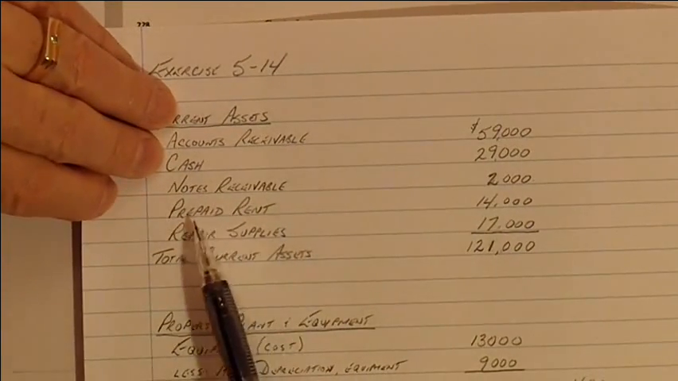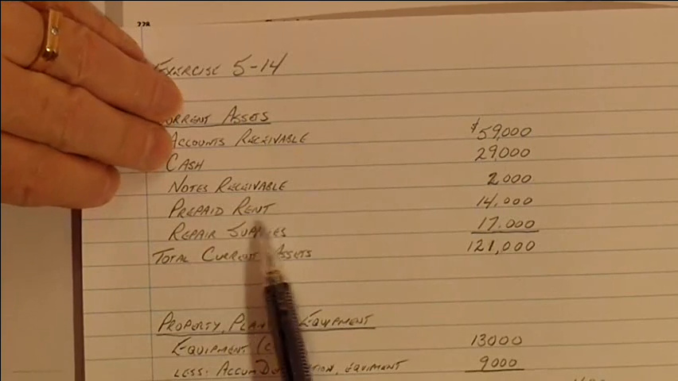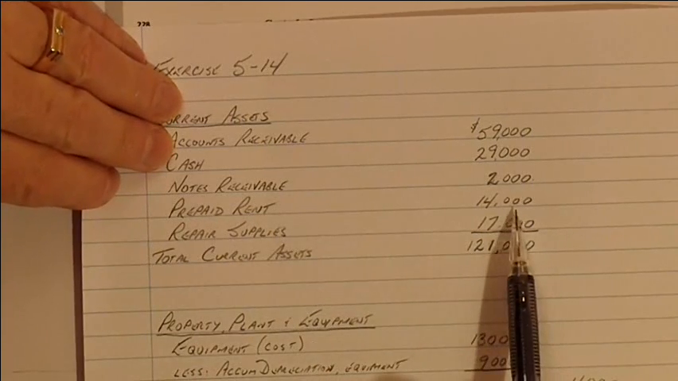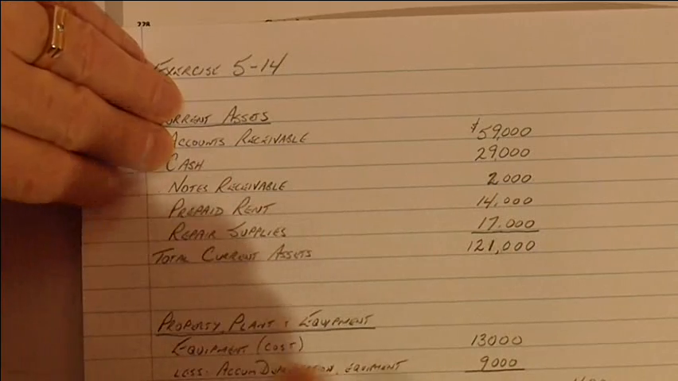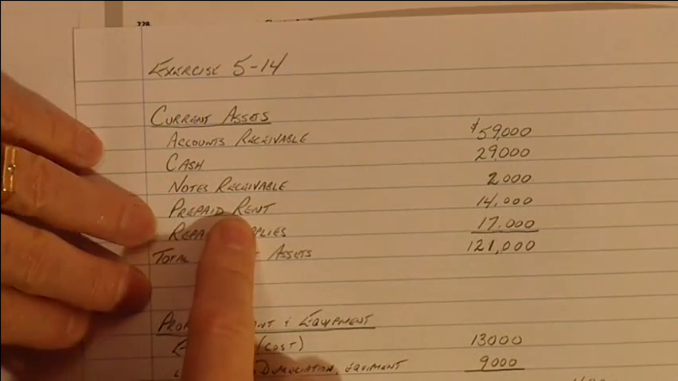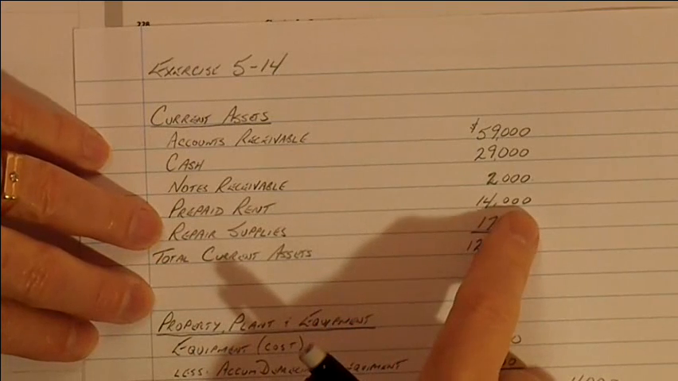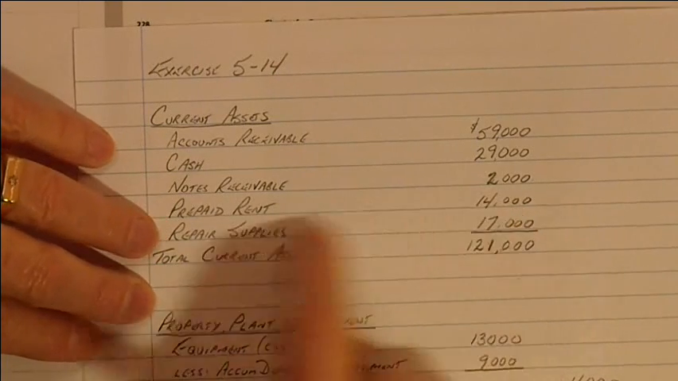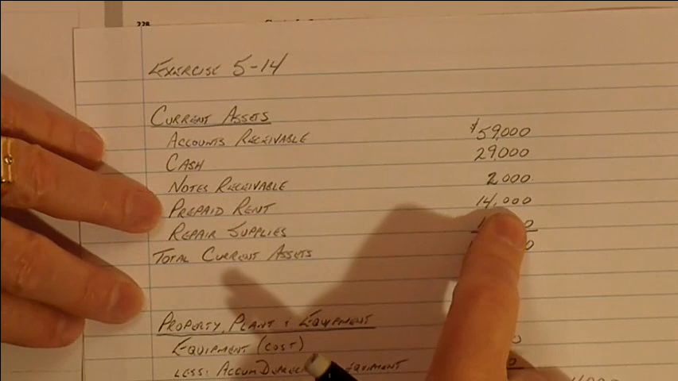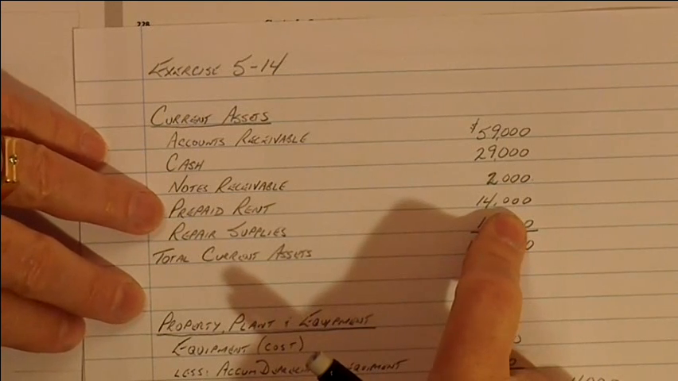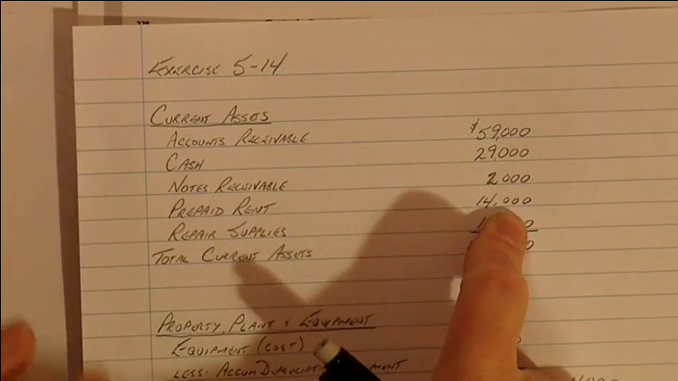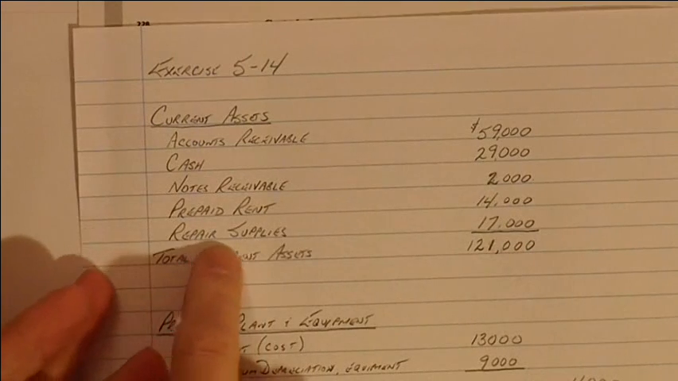The other account, prepaid rent, which you may or may not have included initially, $14,000. Remember, prepaid rent is rent we've paid ahead of time. We will actually use that space over the coming months, and that $14,000 of prepaid rent will eventually be converted into rent expense. Which brings me to repair supplies.